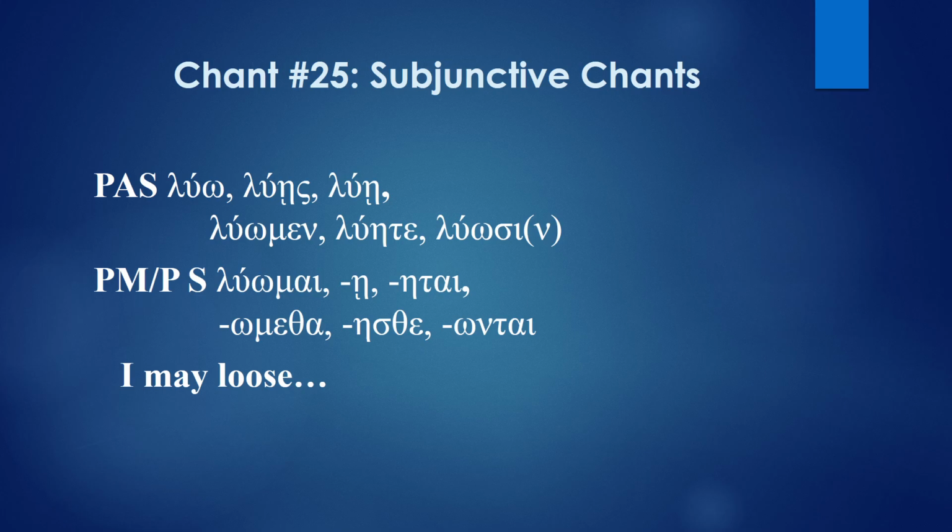Luo, lues, lue, luomen, lueta, luosi. Luomai, atai, ometha, aistha, ontai. And once again, luo, lues, lue, luomen, lueta, luosi. Luomai, atai, ometha, aistha, ontai. And a third and final time, the same chant. Chant number 25, the subjunctive verbs.